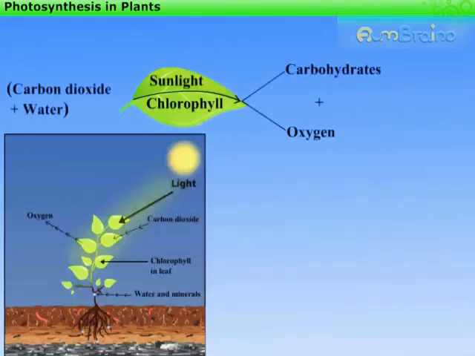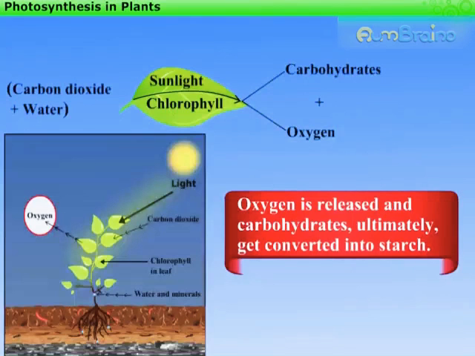In this process, oxygen is released, and carbohydrates, ultimately, get converted into starch. Starch is also a carbohydrate. Its presence in leaves indicates the occurrence of photosynthesis.